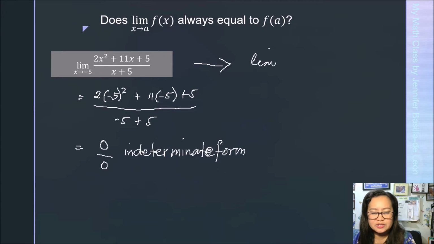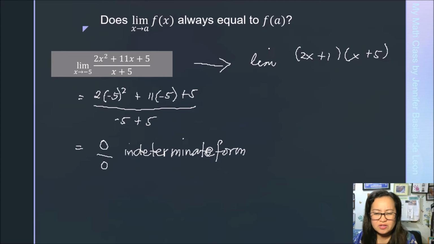we would have, instead of 2x squared plus 11x plus 5, let's express the numerator in factored form. So 2x squared will have factors of 2x and x. Then for 5, we have 1 and 5. But we need to have a middle term of 11x. So we place 5 here, then we place 1 here. Having checked this, 1 times x is x, 2x times 5 is 10x. Combining that, we have 11x, which is equal to the middle term.